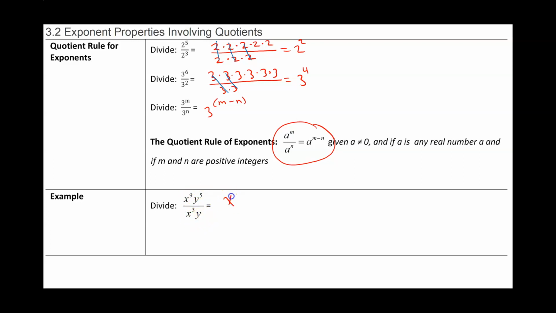For example, let's say we're dividing x to the 9th y to the 5th divided by x cubed y. We split this up as x to the 9th divided by x cubed times y to the 5th divided by y to the 1st. If there is no exponent, it's always a 1. Now here, we keep the same base, but subtract the powers. So we have 9 minus 3. Same thing over here. We keep the same base, subtract the powers. That's 5 minus 1. And this gives you x to the 6th and y to the 4th.